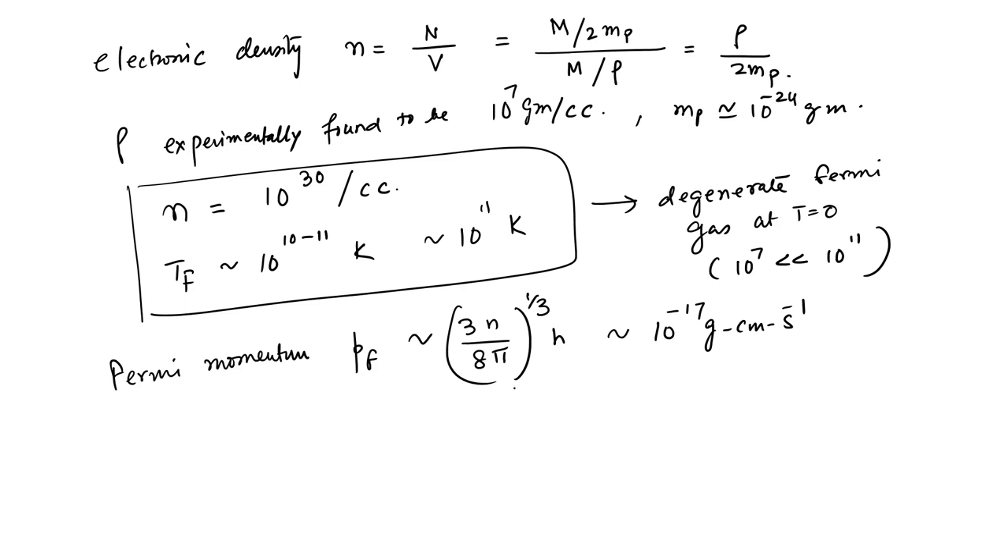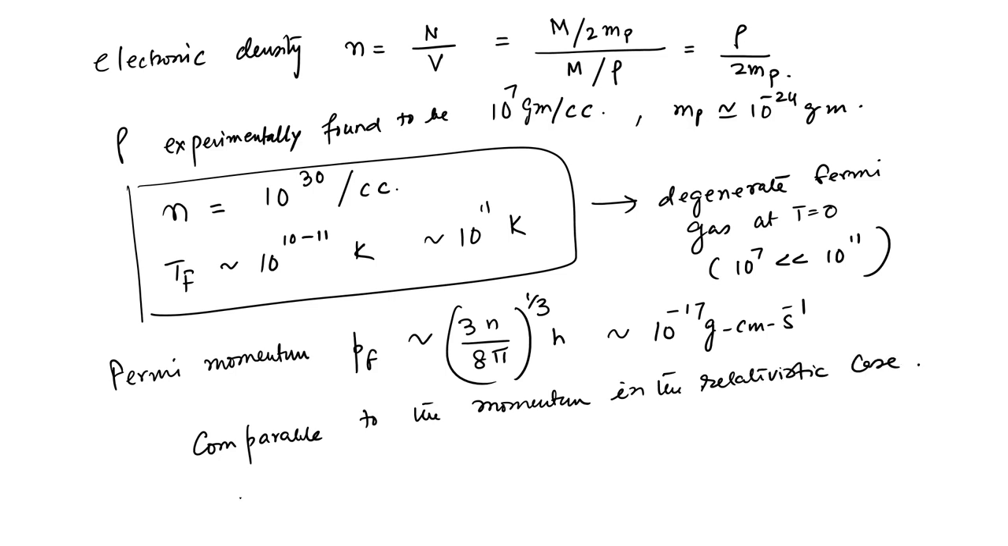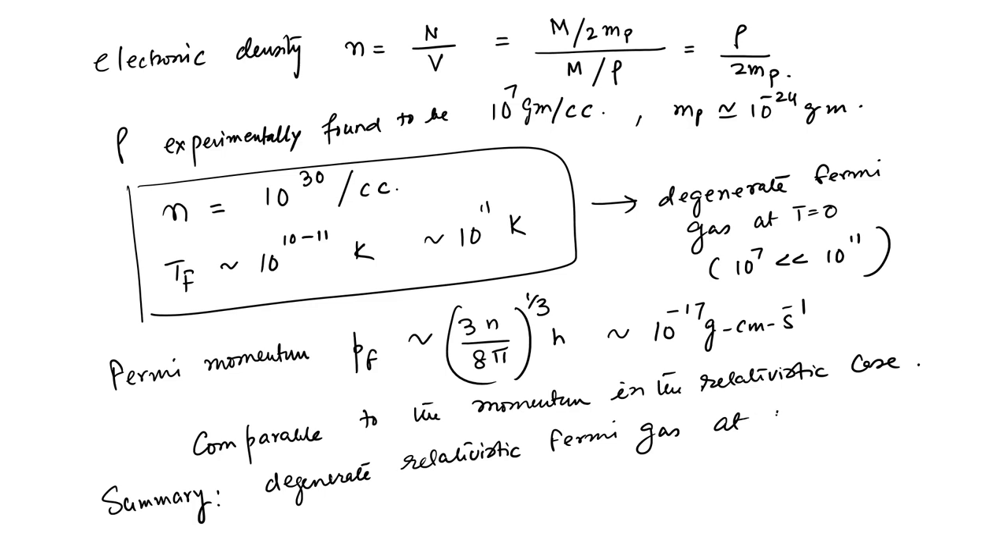It says that this is comparable to the momentum that you have for the relativistic case. So, summary is: we have a degenerate relativistic Fermi gas at T equal to 0.